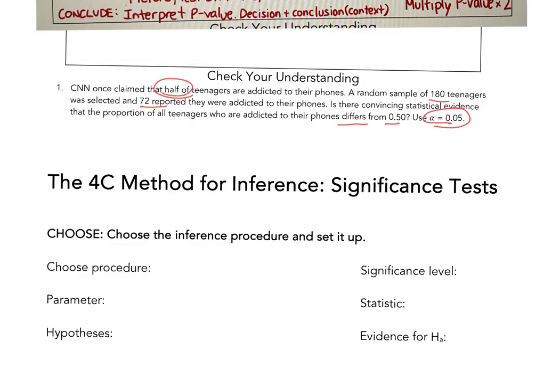First, the procedure. I have a single proportion that I'm comparing to a claim, and that is 0.5. So this is a one sample z-test for a proportion. Our proportion is the statistic. P hat tells us that 72 out of 180 said they are addicted to their phone. The parameter is what we see here, convincing evidence of the proportion of all teenagers who are addicted to their phones. So the true proportion.